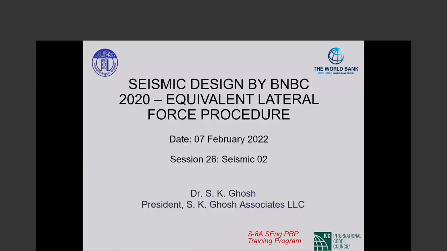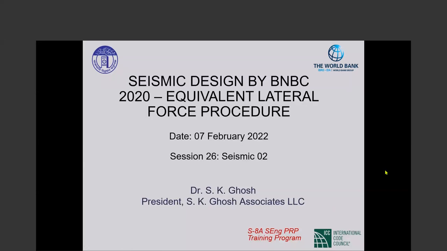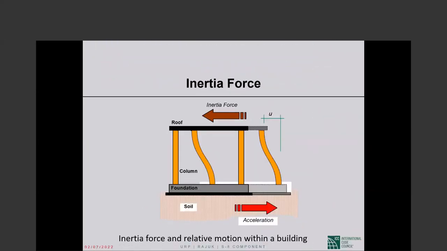Mentioned, this is the second of 8 lectures on seismic design. Today, we will start getting into seismic design itself. The topic, as you see, is Seismic Design by BNBC 2020. And we will specifically discuss the details of the equivalent lateral force procedure, which is the procedure used most of the time for seismic design.